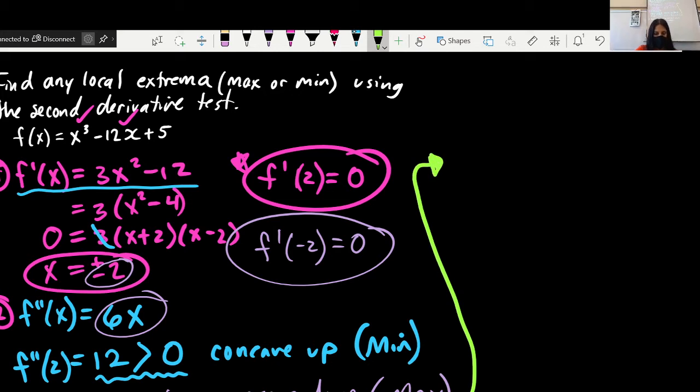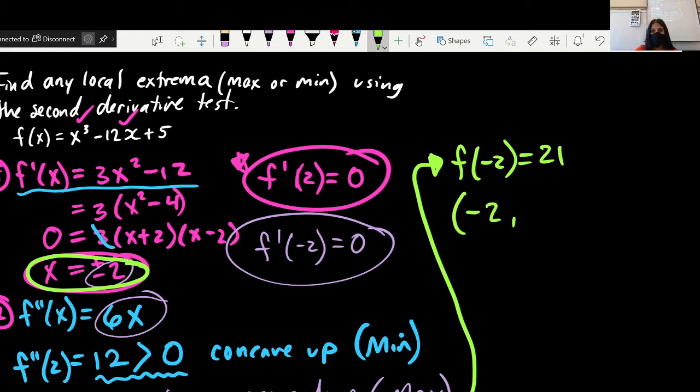Maybe I'll carry on up here. If I had f of negative 2, because that was one of the critical values I was working with, I would plug it back into the original equation, because if I'm looking for the max and the min, I want the actual point. I want the coordinates. Does that make sense? So I want to know what the y value is there. I plug it back into the original equation and I'd get 21. So one of my answers would be negative 2, 21, and that would be where my maximum occurs.